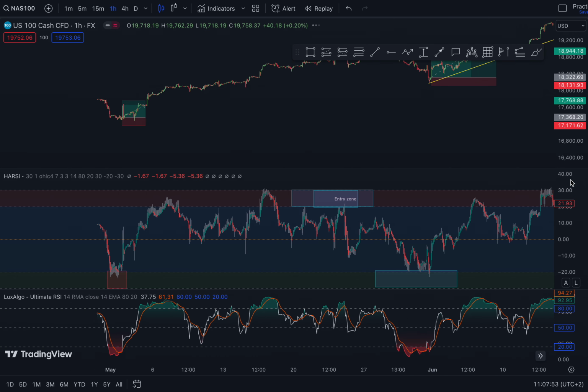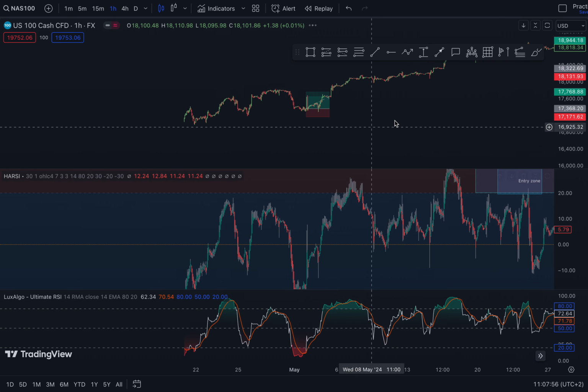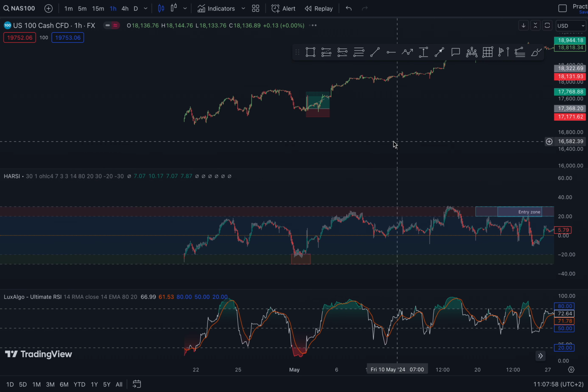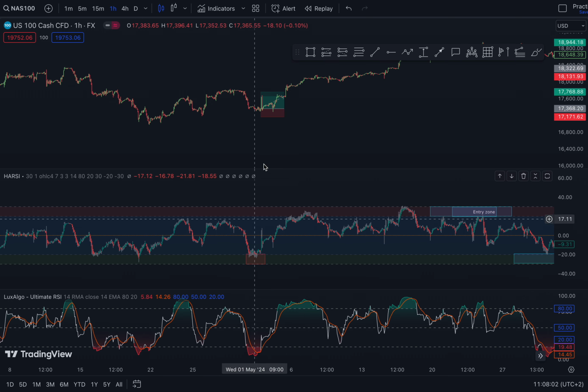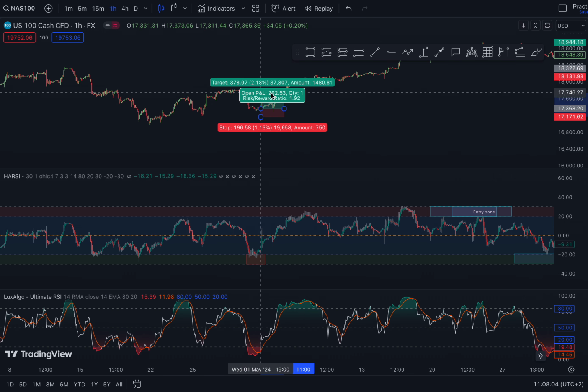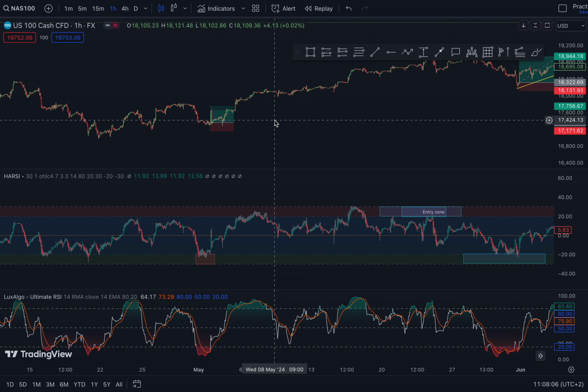Trying to look for another one. There's another one right here. As you can see, we had our oversold area here, and there was a valid trade right here. So you can see it's a very easy strategy.